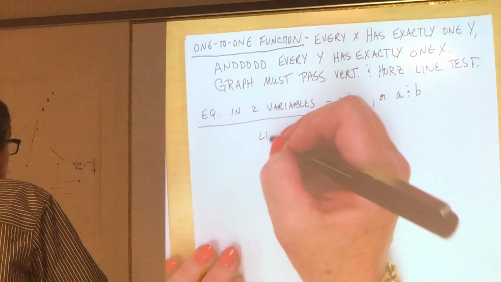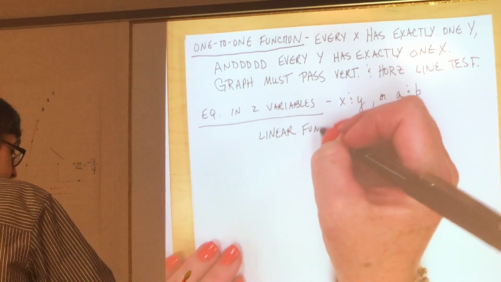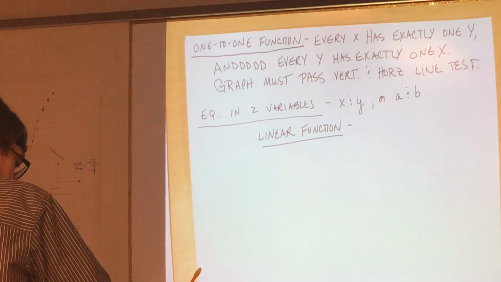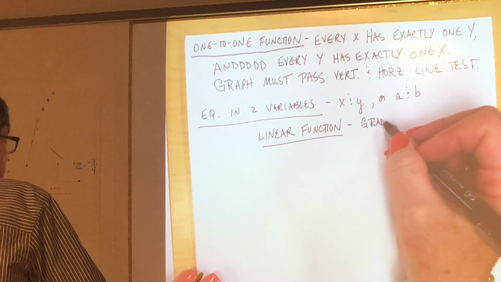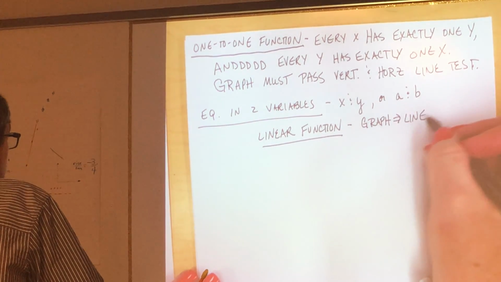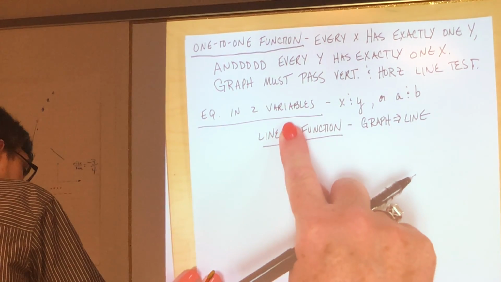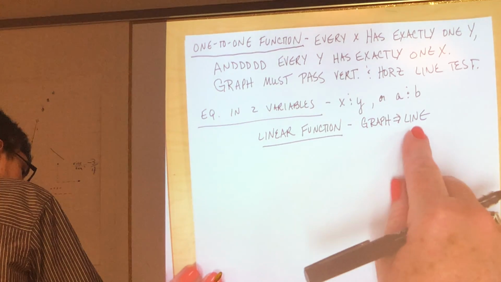Okay, so what about if I asked you if something was a linear function? First of all, if you graphed it, what should it look like? A line. If you graph this dude, he better be a line. Look at the word linear. Guess what it has in it? Line. So a linear function, if graphed, looks like a line.